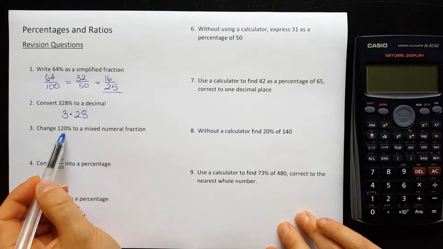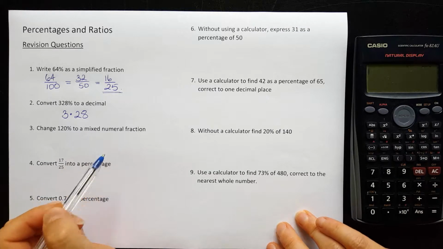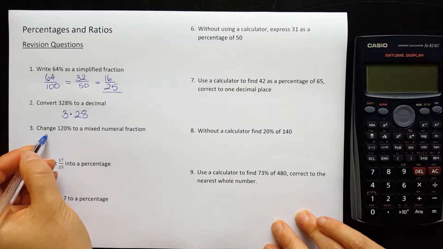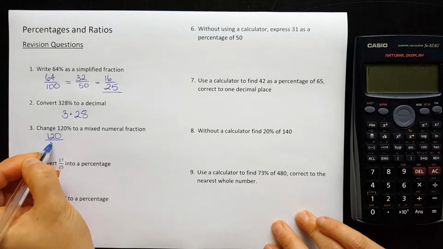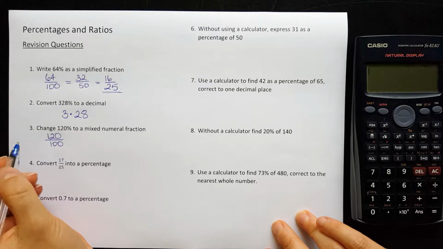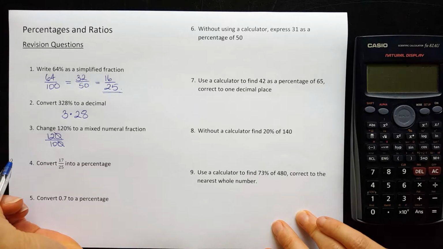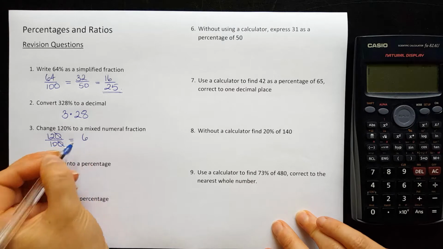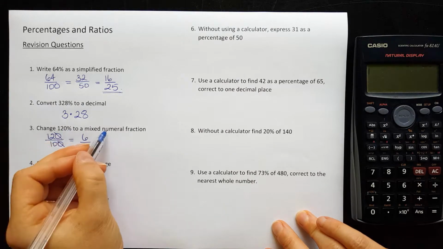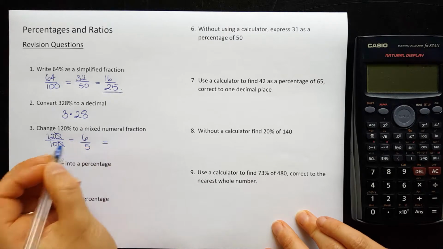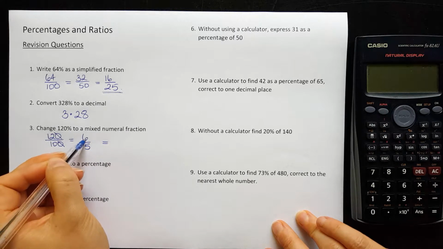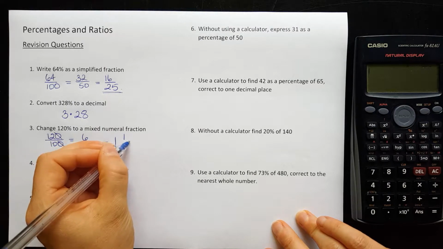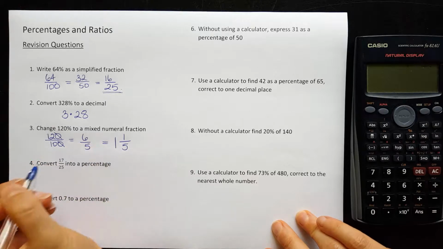Question 3, change 120% to a mixed numeral fraction. So percentage to a fraction, we want to divide by 100. First of all, let's simplify the fraction. I could divide by 10, get rid of that. And then I could halve top and bottom, which would give me 6 over 5. Then to change that into a mixed numeral, I need to work out how many times 5 goes into 6. Well, it goes once, and there would be a remainder of 1, which we put over our same denominator of 5.